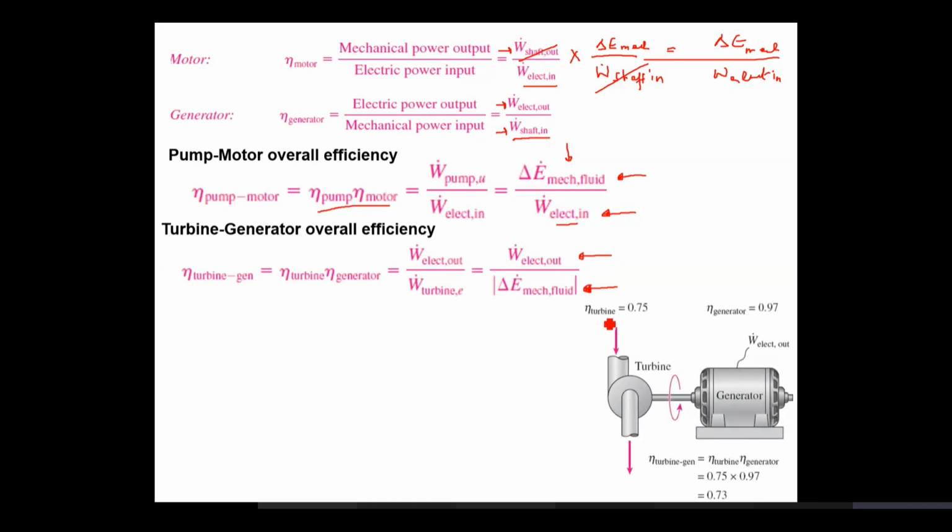The efficiency of the turbine is, let's say, 0.75, and the efficiency of the generator is 0.97. So the overall efficiency of the system would be the product of the two, which is 0.73. So we'll quickly go through an example to understand how these efficiencies are being implemented.